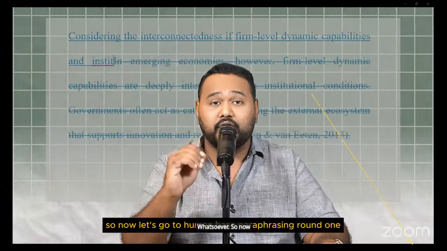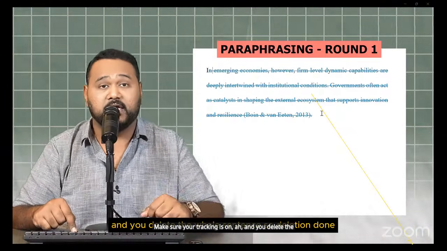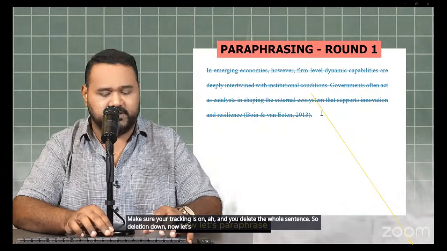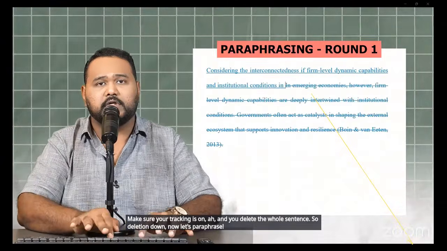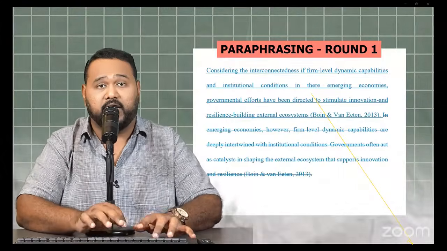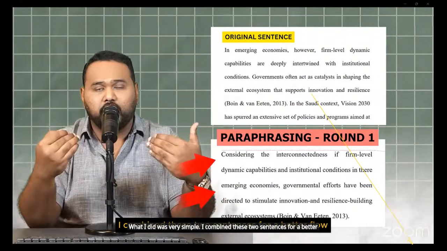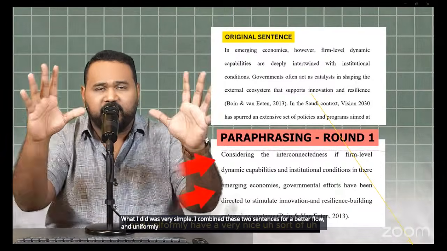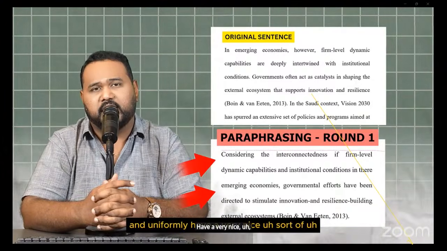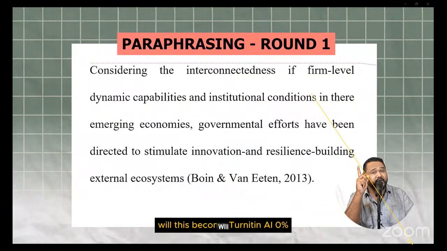So now, let's go to human-based paraphrasing round 1. Make sure your tracking is on and you delete the whole sentence. So deletion done. Now let's paraphrase. Okay, done. What I did was very simple. I combined these two sentences for a better flow and uniform information combining. But my question to all of you, will this become Turnitin AI 0%?